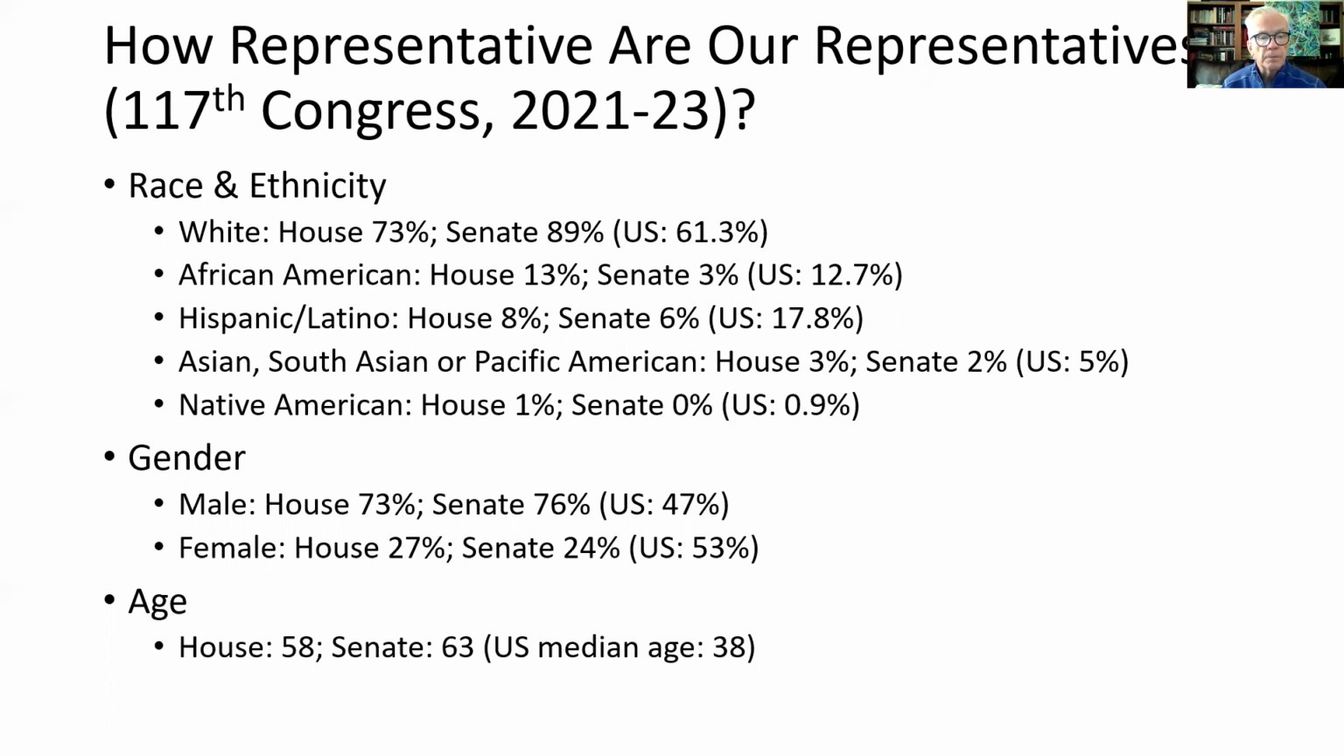In terms of gender, men are heavily overrepresented in the House and the Senate, at 73 and 76%, whereas men make up about 47% of the overall US population. Women are severely underrepresented in both houses of Congress. Age: members of the House and Senate tend to be older than the median age of the US. Median means that half of the US population is over 38, half of it's under 38. The House and Senate, it's way over that. Now, partly this is because people develop careers before they run for the House.